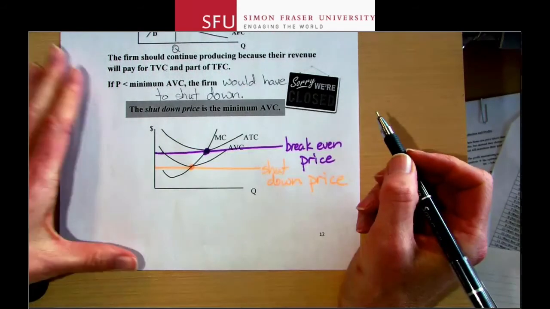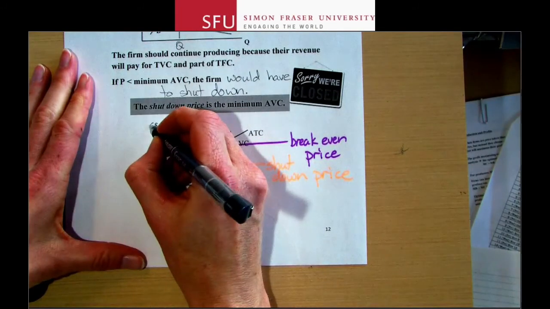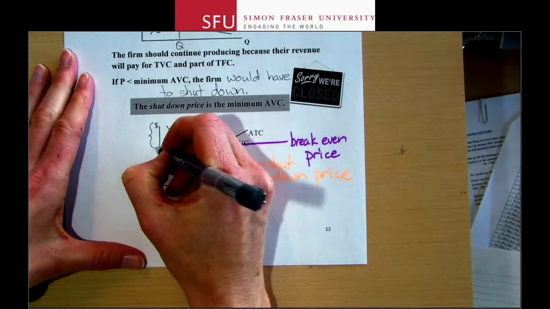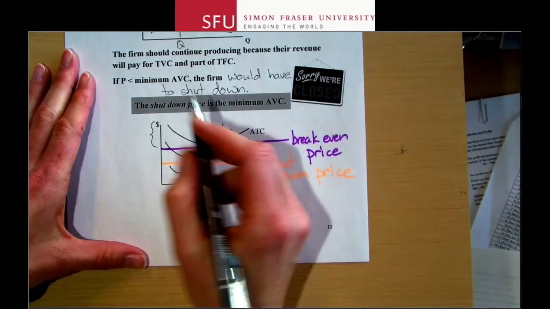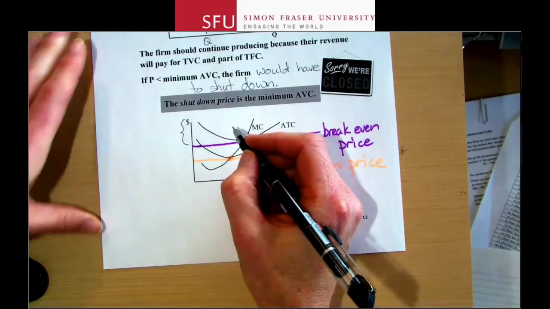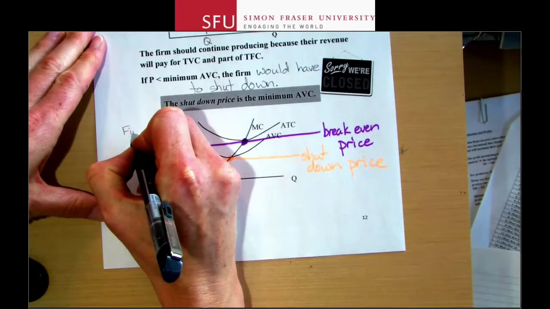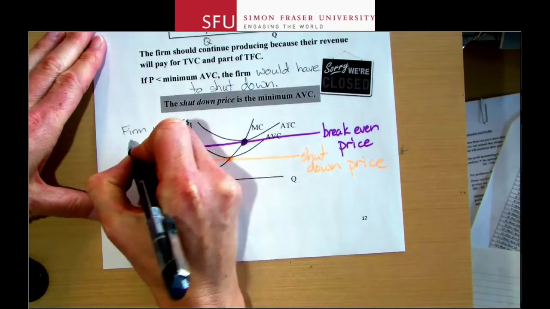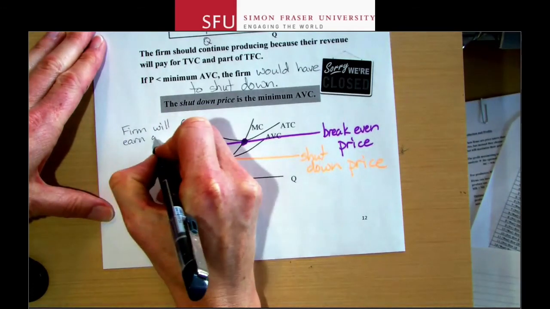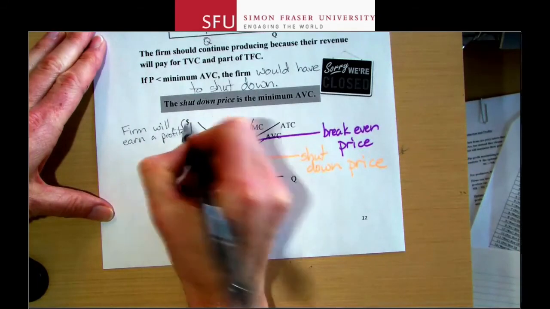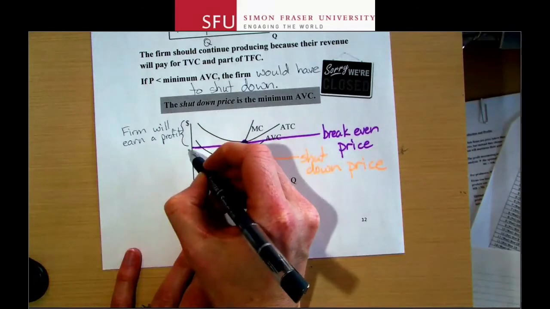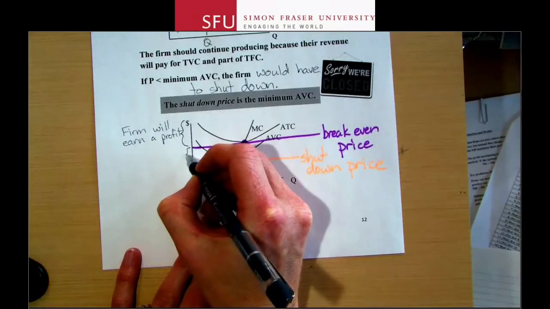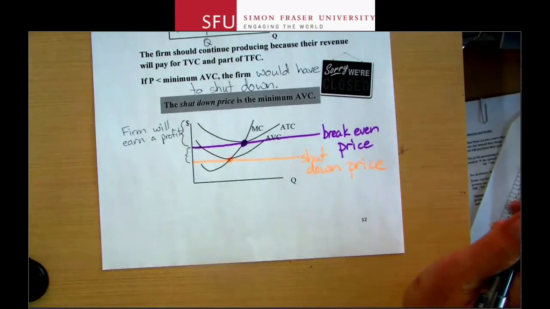Now, when the price is more than the break-even price, so above that point, that is where you're going to be happy. You're going to be earning profits. So the firm will earn a profit. If the price is less than that, but more than the shutdown price, then the firm will produce, but they will be incurring a loss.